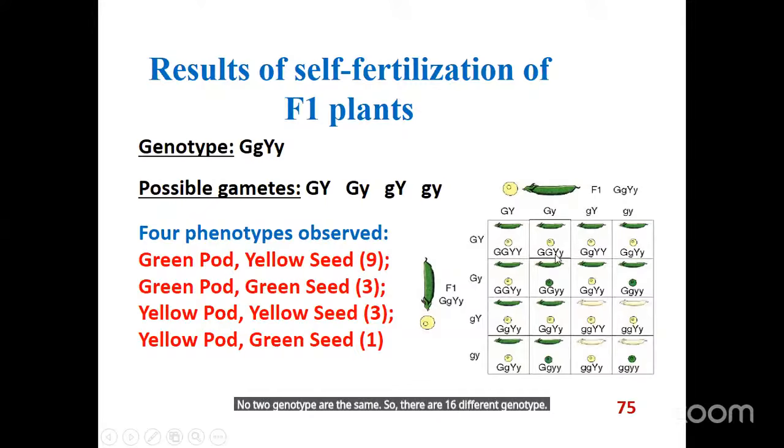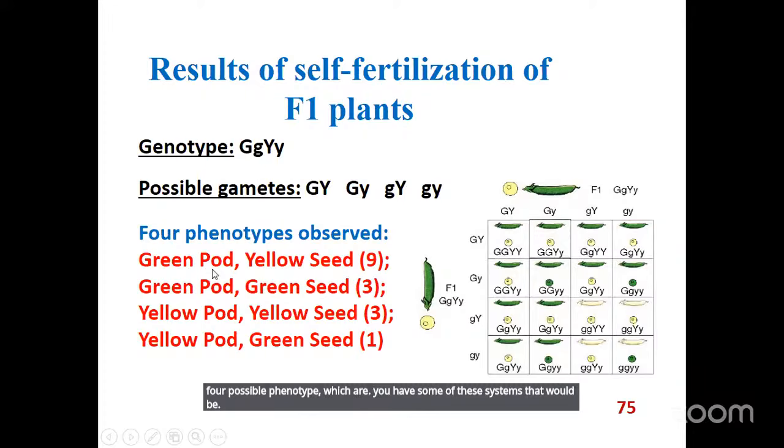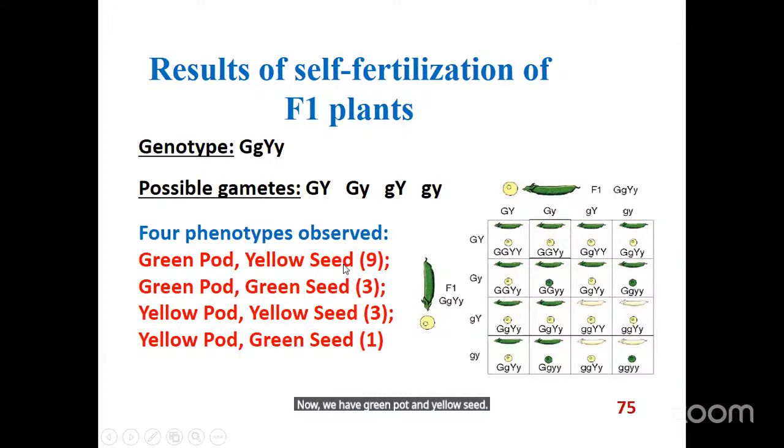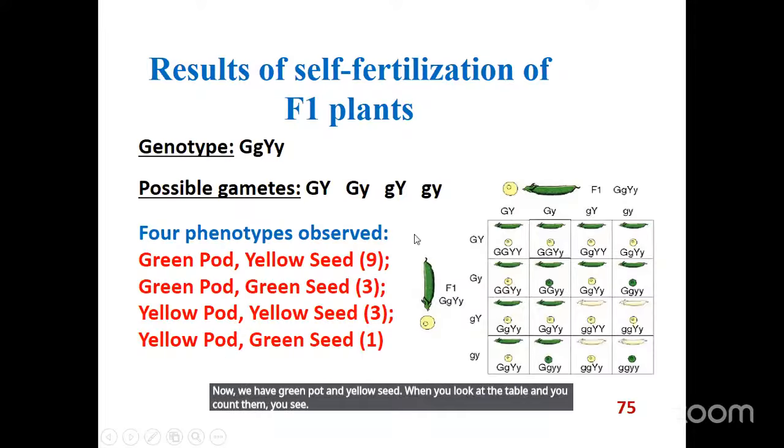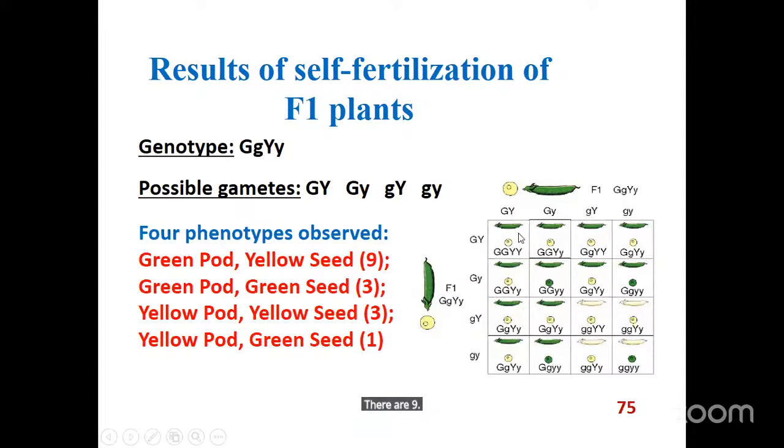But when you look at phenotype, there will be 4 possible phenotypes. Some of these 16 will have green pod and yellow seed. Green pod, yellow seed. When you look at the table and you count them, you see there are 9. For instance, 1, 2, 3, 4. That's the first row. All the 4 there have green pod, yellow seed. That's 4. When you come down, that's 5. That's 6. Come down again.